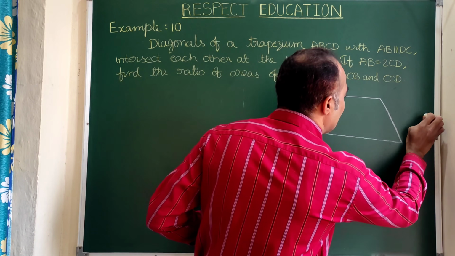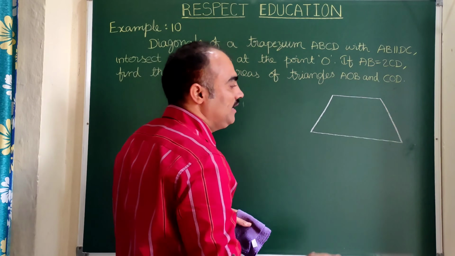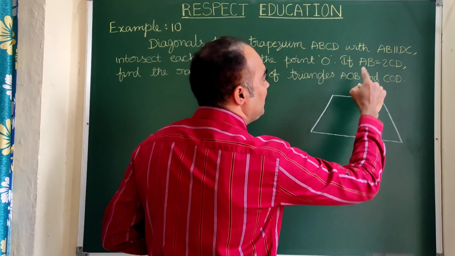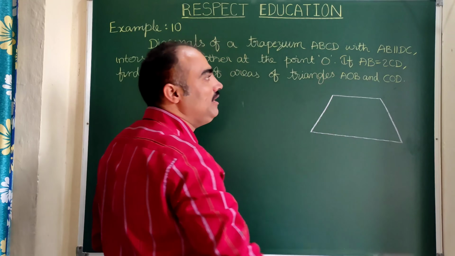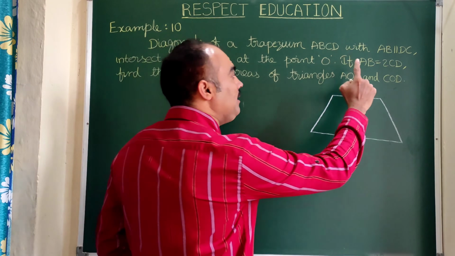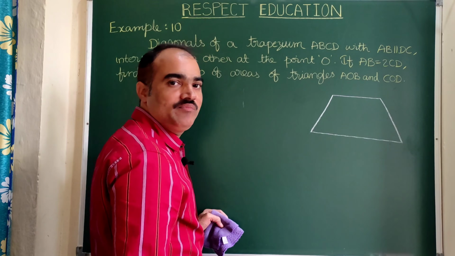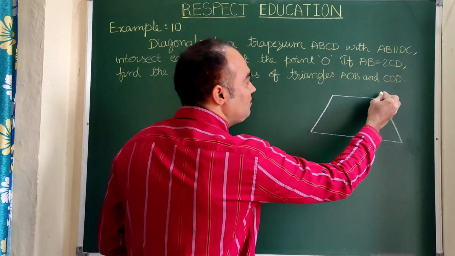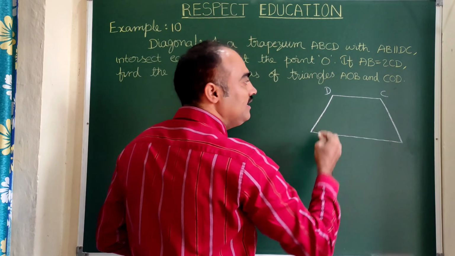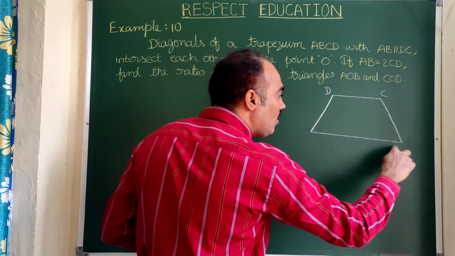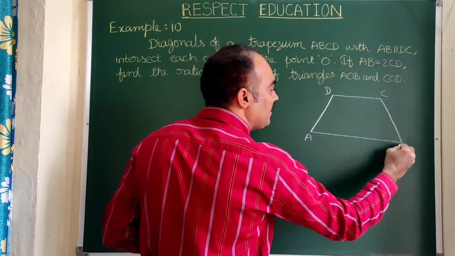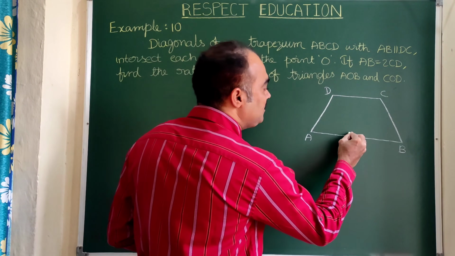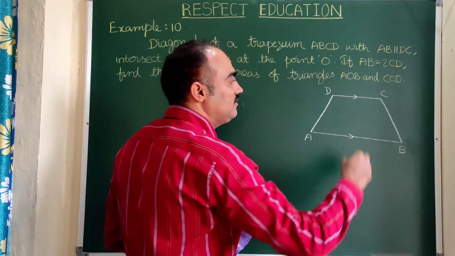So consider trapezium ABCD. While labeling ABCD we have to follow this rule: AB should be parallel to DC, and AB is 2 times CD, which means AB is the bigger one, that is twice CD. So if we give this as CD, twice of CD means this longer parallel side will become AB. Now you see ABCD is a trapezium in which AB is parallel to DC.